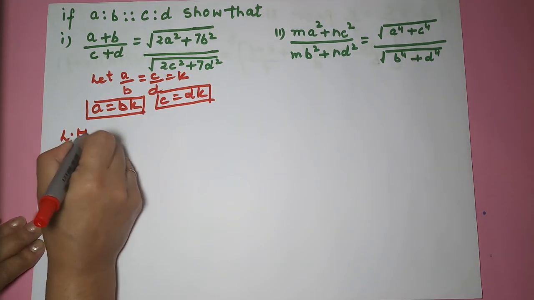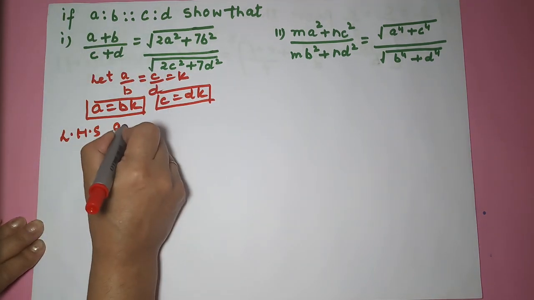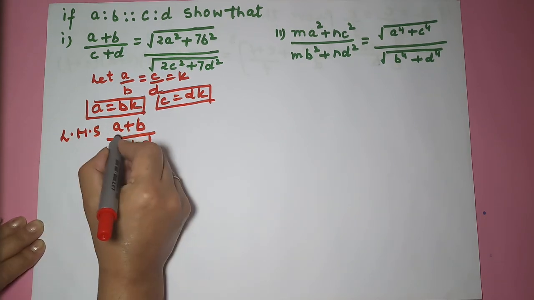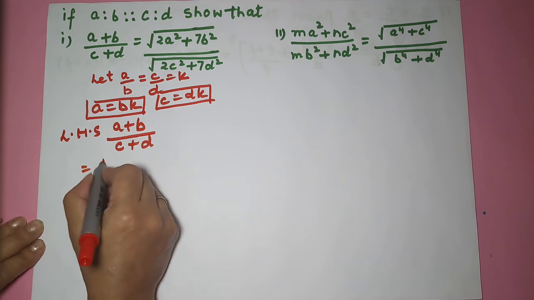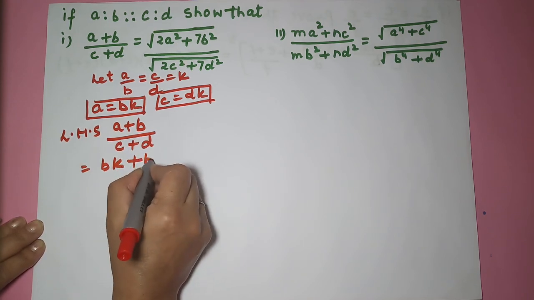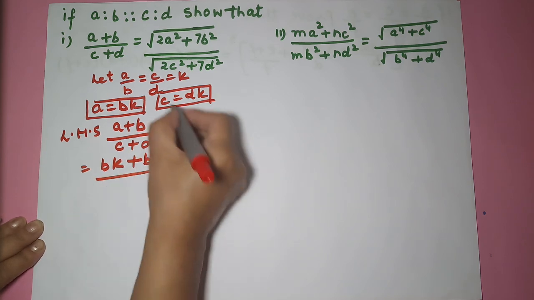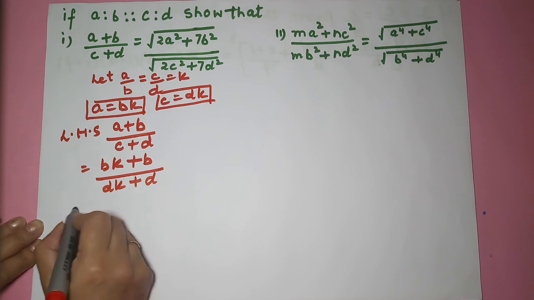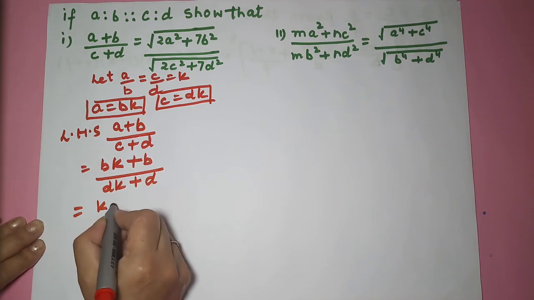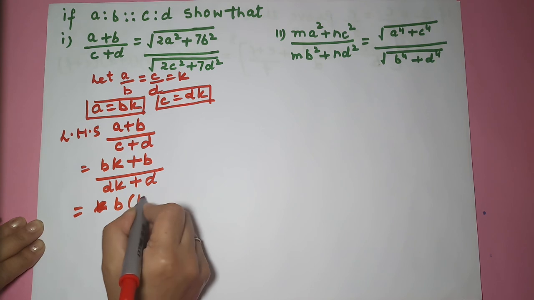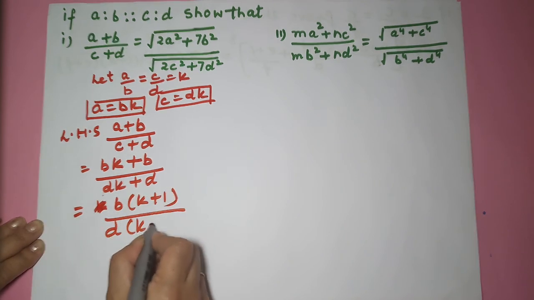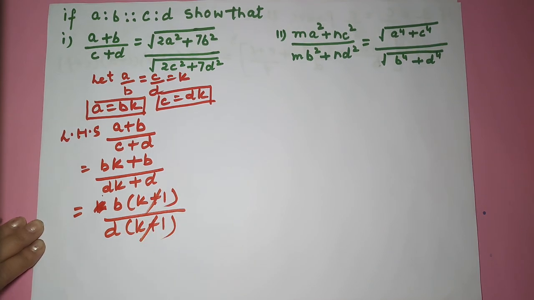Let's see what is my left hand side. It is A plus B upon C plus D. Okay, so I have to replace A as BK and I don't have to touch B. I have to write that as it is. C I can replace as DK. D I won't touch. So in the numerator, I can take B common. So I'll get K plus 1. In the denominator, I can take D common. I'll get K plus 1. So I got rid of this. So finally, I have got B upon D.